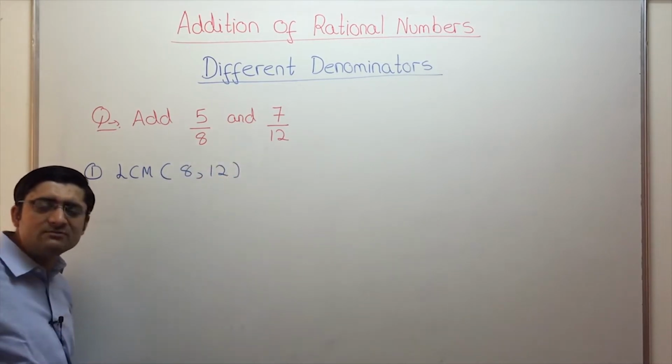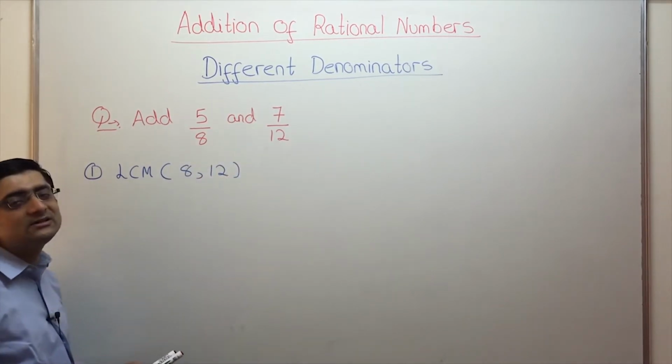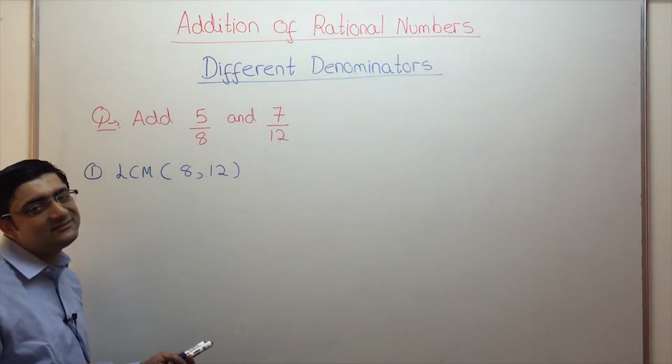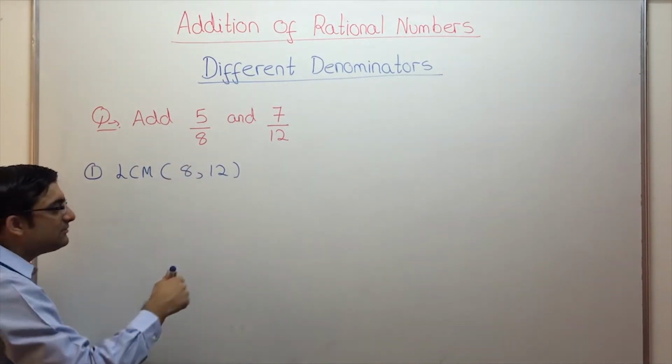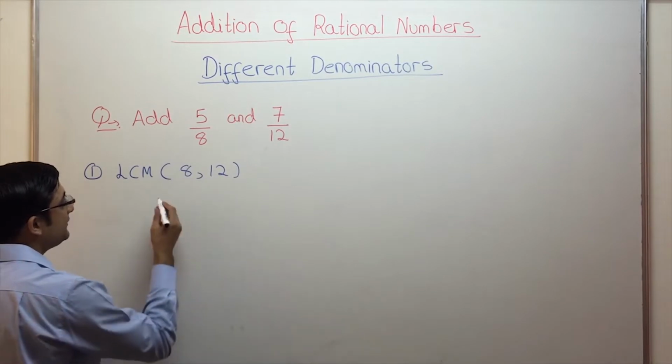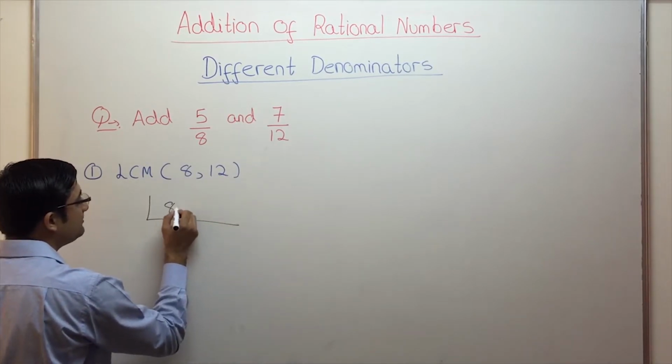So like I told you, rational numbers is pretty much similar to fractions. What is the basic difference? Rational numbers can be negative, fractions can't. Rest the processes pretty much remain the same. So let's find the LCM of 8 and 12. I'll be using the common division method.